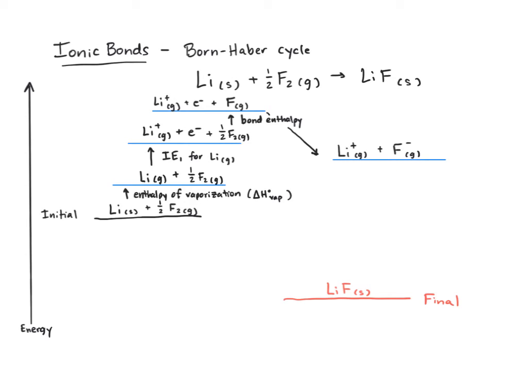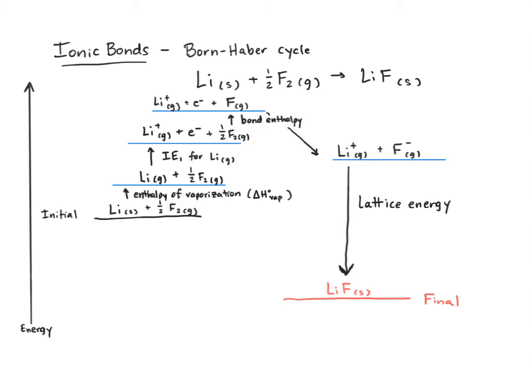But notice that our final product, lithium fluoride, is in the solid phase. There is one final step here, and that's the condensation of these gas phase cations and anions to the solid ionic lithium fluoride. This releases a tremendous amount of energy, this process in theory. The quantity of energy that is produced through this coalescence is referred to as lattice energy.